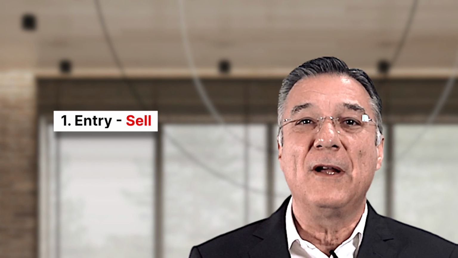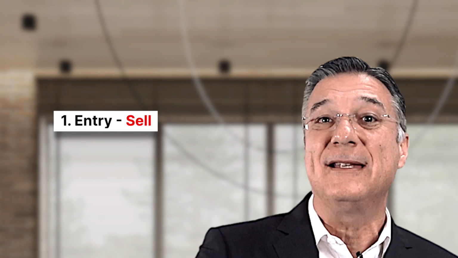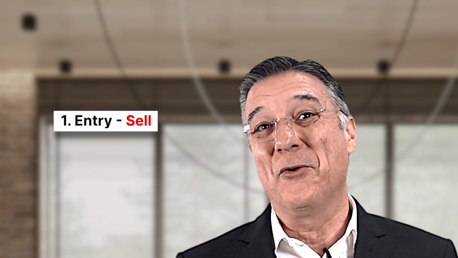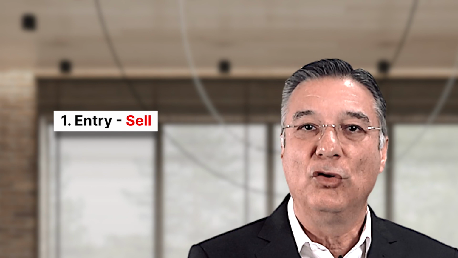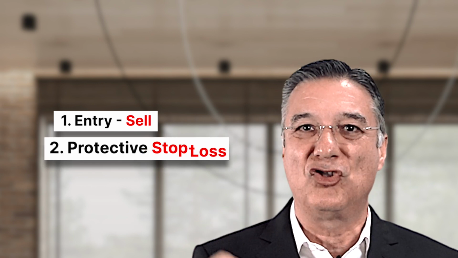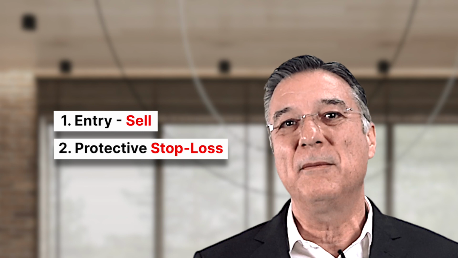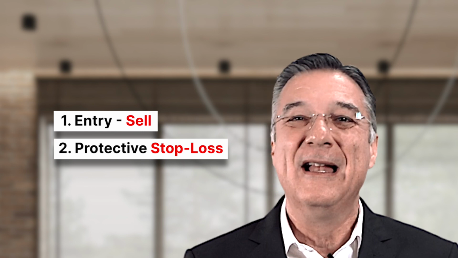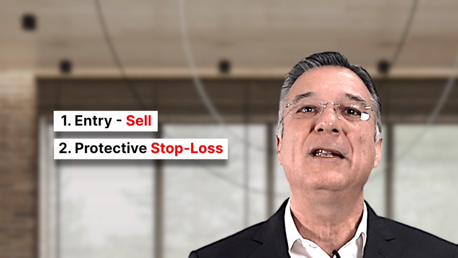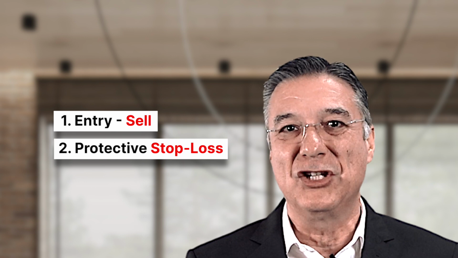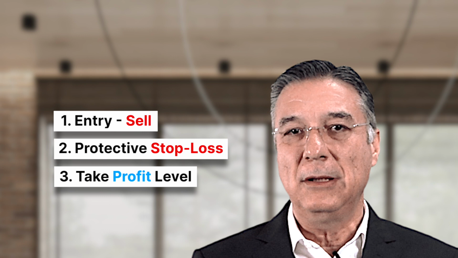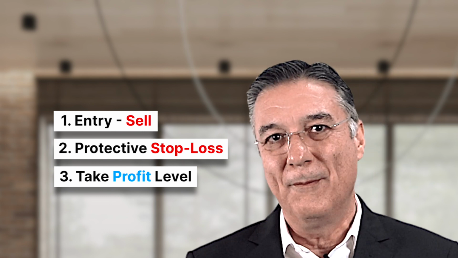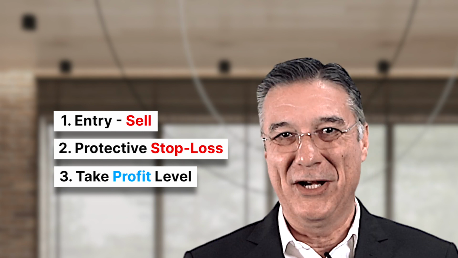Now, what if the market goes against us? Then we're going to lose money. That's why it's imperative to use a protective stop loss so we can protect our capital. Then we have to define our take profit strategy, our take profit levels. An easy way to go about it is a 1 to 2 risk to reward ratio.